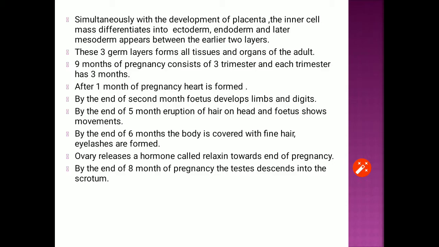Eyelashes and eyelids are formed. The ovary releases a hormone called relaxin towards the end of pregnancy, which facilitates the delivery of the child. By the end of the 8th month of pregnancy in the male fetus, the testis descends into the scrotum.